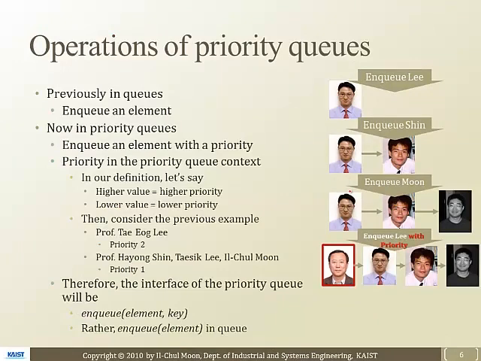How to model, how to conceptualize this process with data structures. So previously in queues, the enqueue process is just having an element. So there was nothing about the priority, right? And there is no operation related to priority.